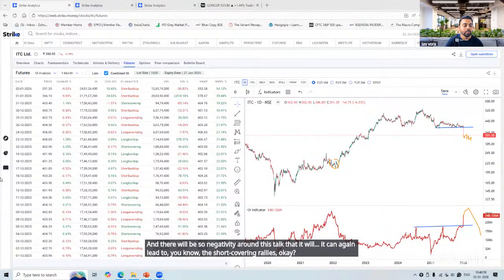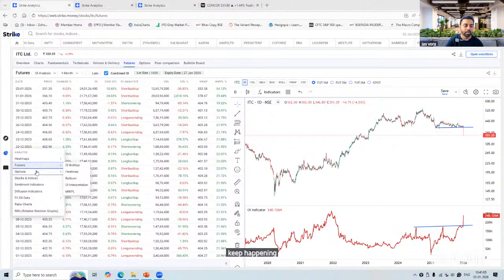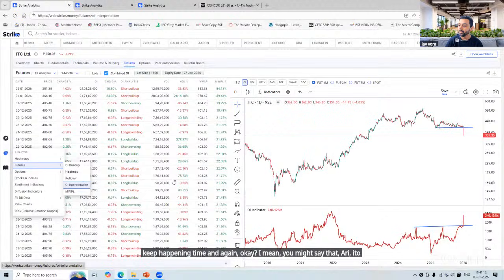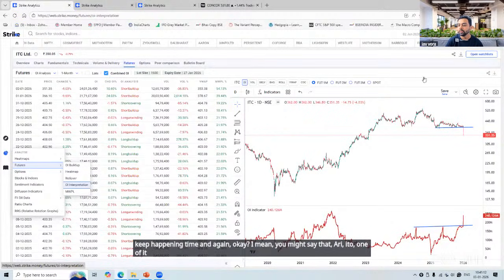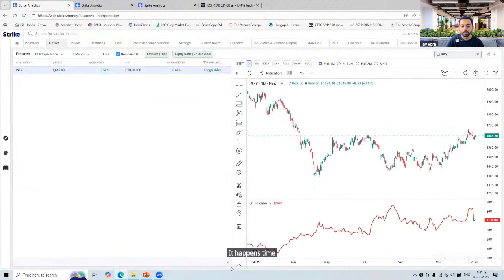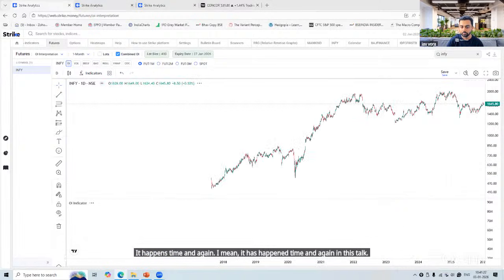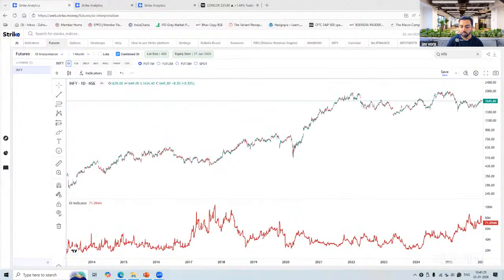Okay, and just to let you know, these things keep happening time and again. I mean, you might say that, arre ye toh one off hai, pehle ho gaya, abhi aisa nahi hoga. It is not the case. You see something like Infi, it has happened time and again in this stock. You see this correction, open interest surge, then the rise is on the back of short covering. Okay, over here all this was happening.